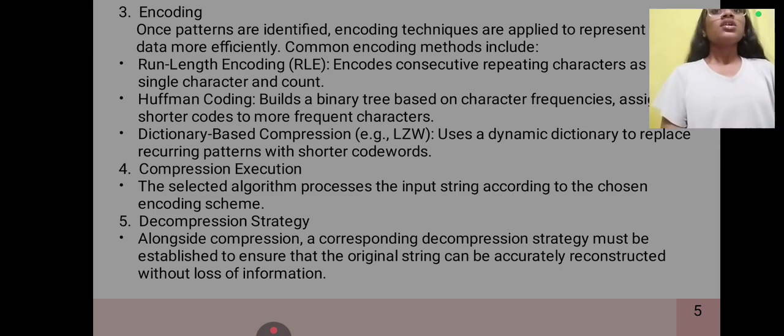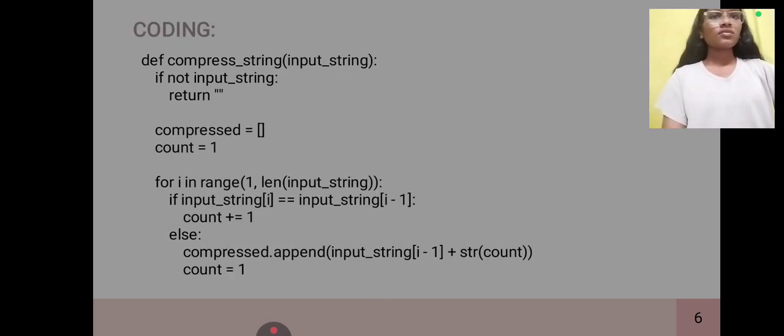Compression execution. The selected algorithm processes the input string according to the chosen encoding scheme. Decompression strategy. Alongside compression, a corresponding decompression strategy must be established to ensure that the original string can be accurately reconstructed without loss of information. Now let us look at the code.